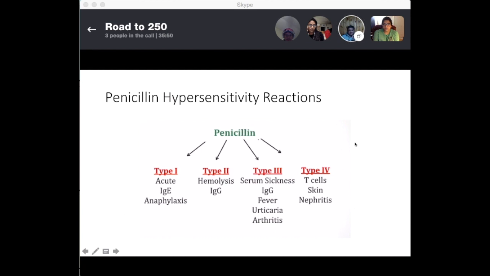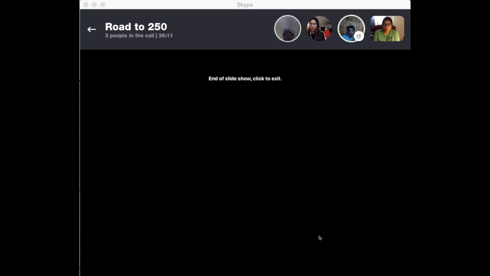I didn't go into detail with all these. It could be another whole lecture, but I wanted to say that penicillins can cause a variety of hypersensitivity reactions. I always thought it's type 1, it has to be a rash, but it could also do hemolysis, which is type 2, and nephritis, type 4. So that is it. Any questions? Oh, that was good. That was good.